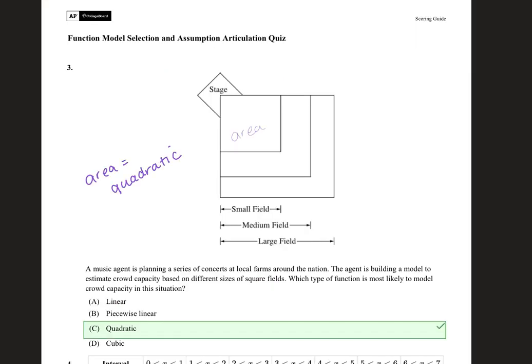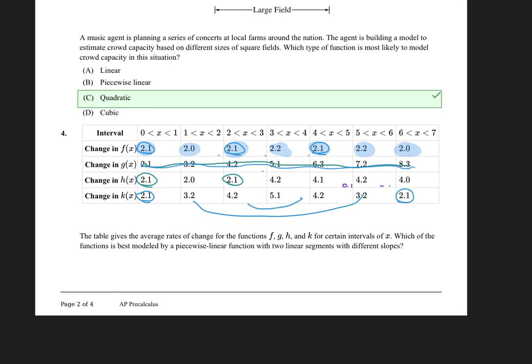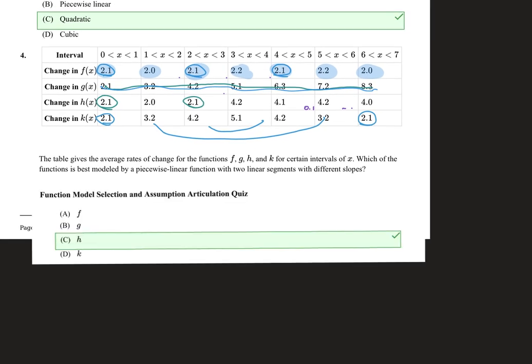The best model for an area would be quadratic. 4 got really confusing, okay? It said the table of values gives an average rate. Let me actually copy and paste this. Okay, a table of values gives the average rates of change for the function. Which of the functions is best modeled by a piecewise linear function with 2 linear segments of different slopes?